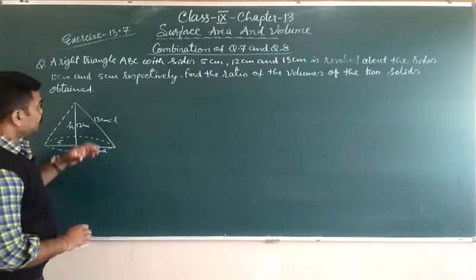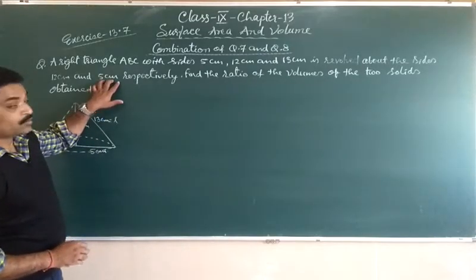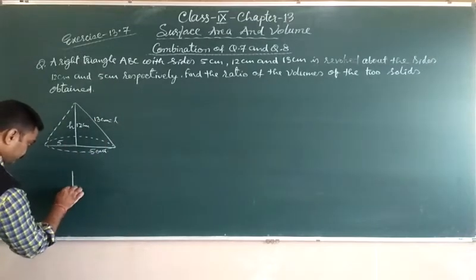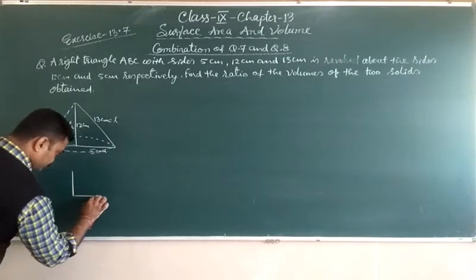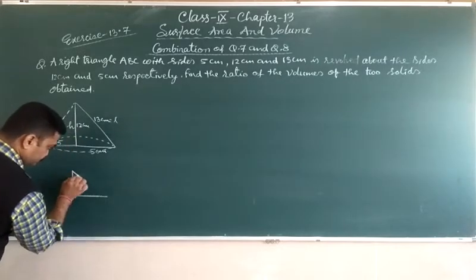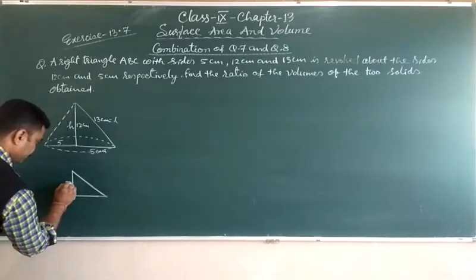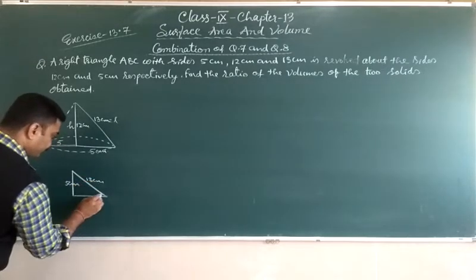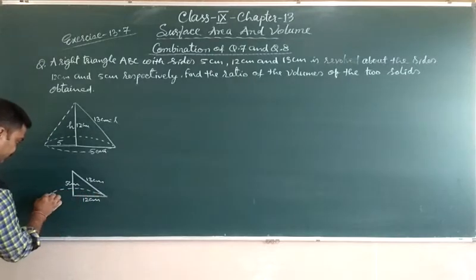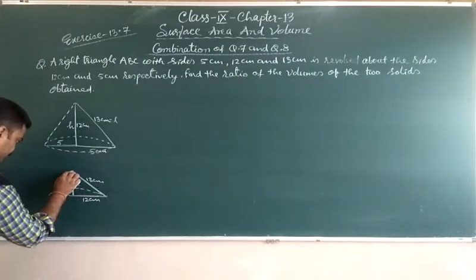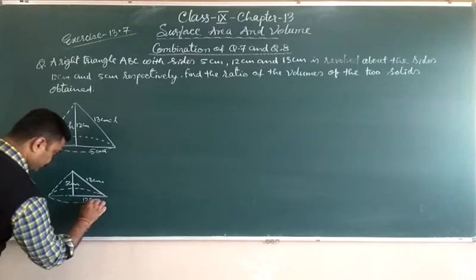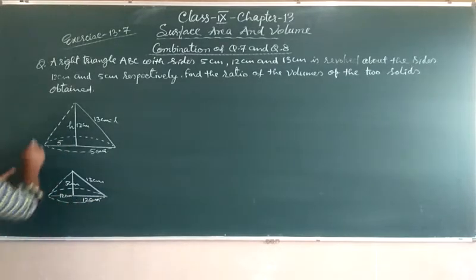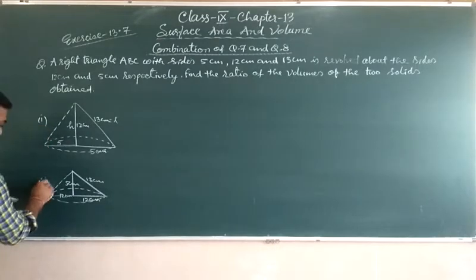But if we are revolving around 5 centimeter, that means if it is like this, it is 5 centimeter, it is 12 centimeter and it is 13 centimeter, and after revolving we will get it in this way. Here that means 12 centimeter is the radius. In this case it is first case, it is second case.